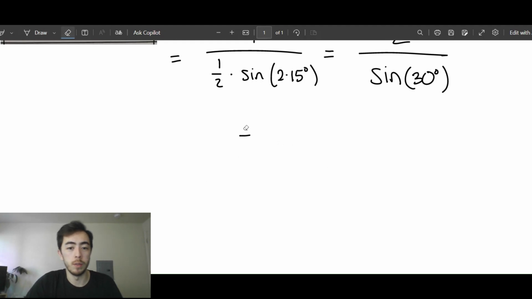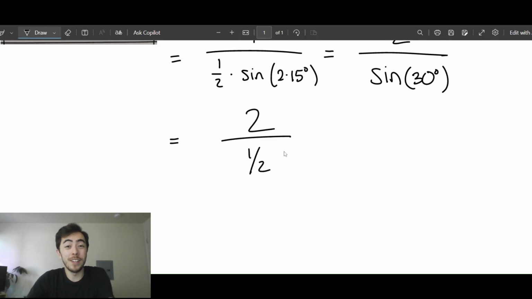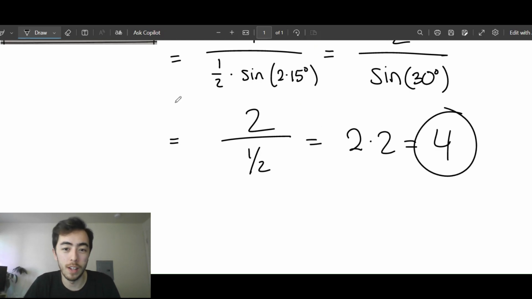You could even plug it into a calculator. And so ultimately we're going to get 2 over 1/2. And look, there's another 1/2 in the denominator. And I'm going to do the same thing. I'm just going to flip it up there to the numerator and call this 2 times 2. And that's 4. So the answer is 4 today.